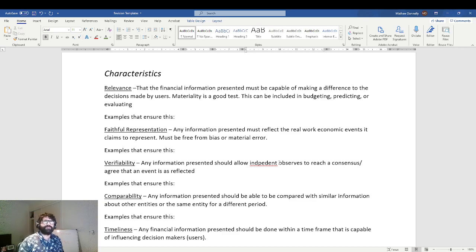All right, relevance. The first one, relevance: the financial information presented must be capable of making a difference to decisions made by the user. So if I use this, the information included, will it help with decision making? We use something called the materiality test, and it's a good test. This can be included in budgeting, predicting, or evaluating. Now, the materiality test is, will this have a significant impact?